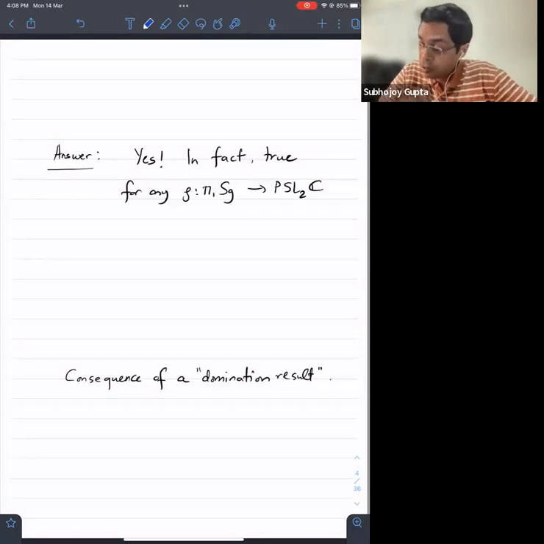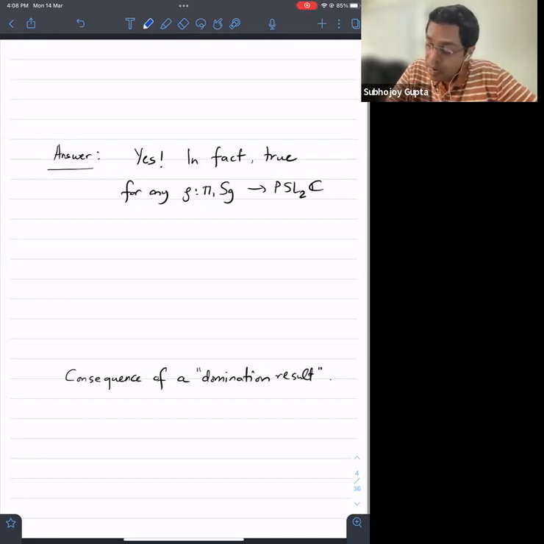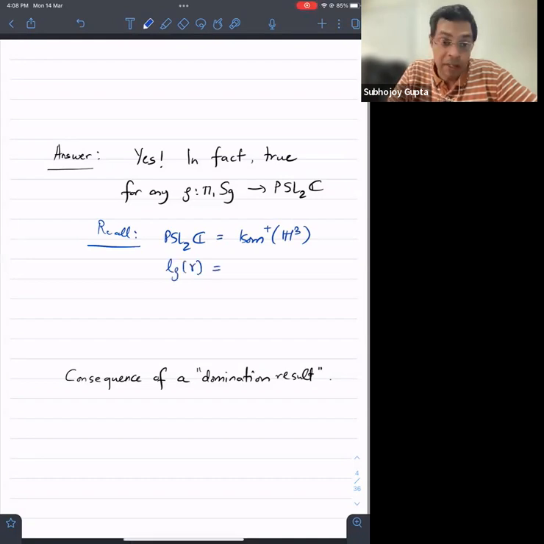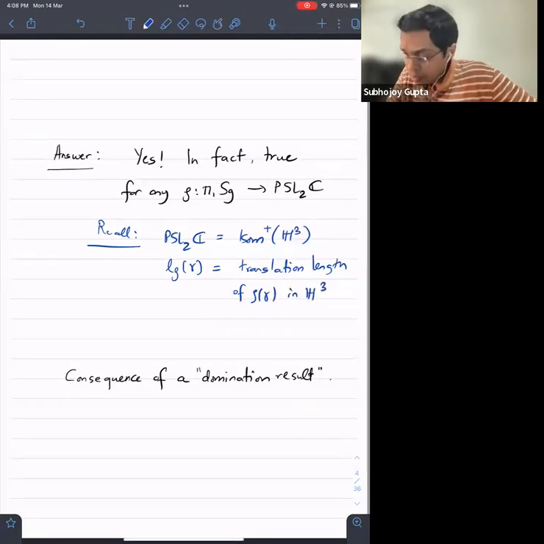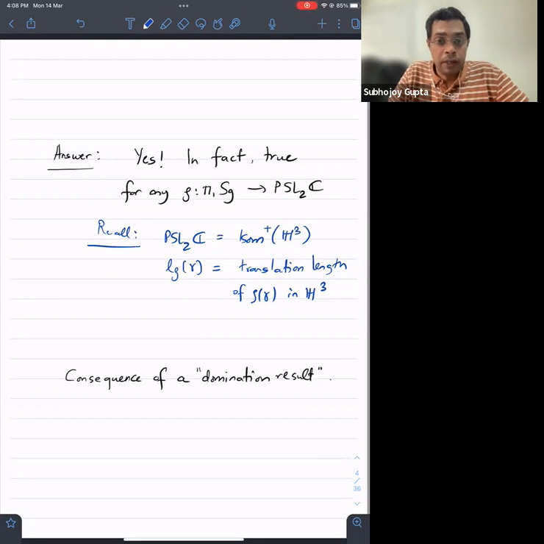In fact, not just for representations of the surface group into PSL(2,R), but into PSL(2,C), where recall that PSL(2,C) you can think of as the group of orientation preserving isometries of hyperbolic 3-space. And so you can talk of the length of gamma as the translation length of the element rho of gamma in H3. And this fact is actually a consequence of a slightly more general domination result.